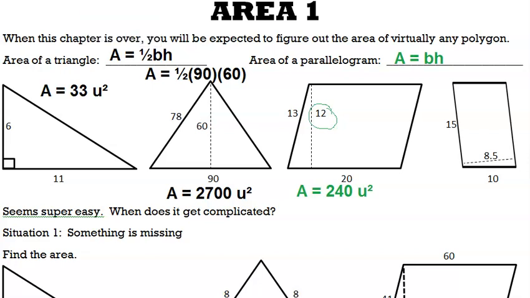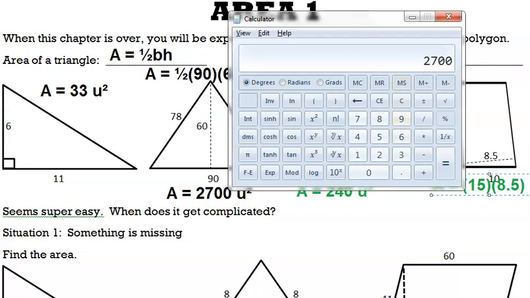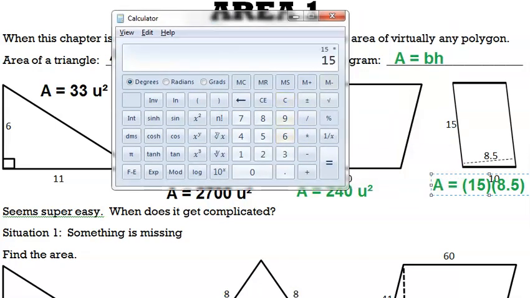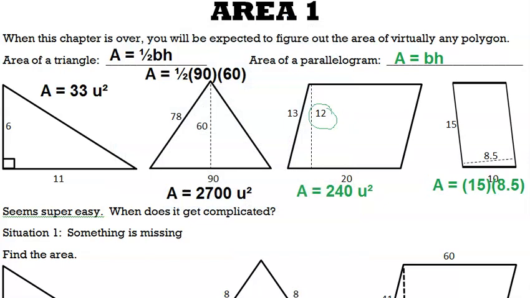But essentially what we're going to do to get this problem right is instead of using the normal perspective, we're going to turn it to where the 15 is the base. And if the 15 is the base, then 8.5 is going to be the height. And then if you do 15 times 8.5, you would get 127.5 units squared.